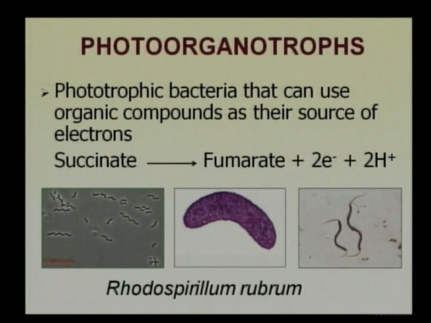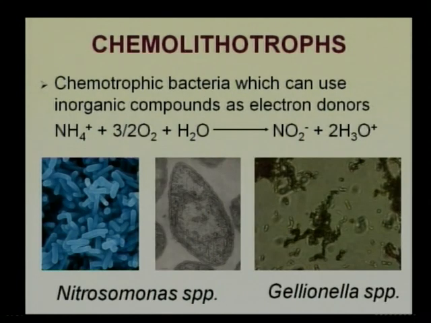Another one is photoorganotrophs. Here the energy comes from radiant energy, that is photo, and the electron donor is organic. Organic compounds, for example succinate, can donate electrons: succinate itself is converted into fumarate, and two electrons come out which can be used by the organism for its cellular function. An excellent example in this case is Rhodospirillum rubrum, the organism projected, a spiral-shaped flagellated bacterium which uses light energy as its energy source and an organic substrate as the electron donor.